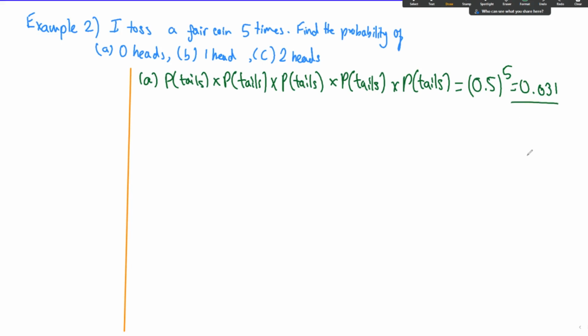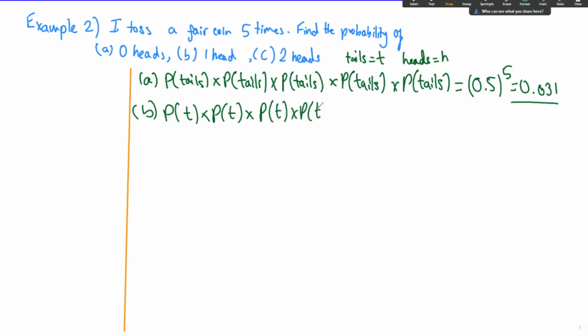So that's the chance of getting 0 heads. Now, 1 head, it gets a little bit more complicated. What I'm going to do is write tails as T and heads as H to make things a bit quicker. So in this case, we want the probability of tails multiplied by the probability of tails, tails, tails, multiplied by the probability of heads. Because we want 1 head, right? And this is 1 head.